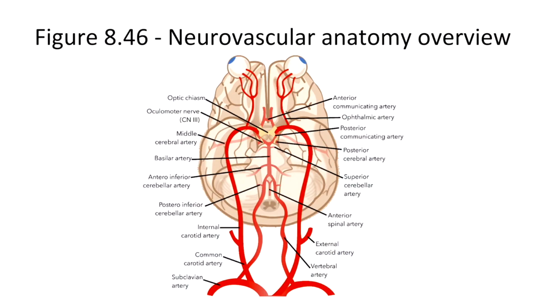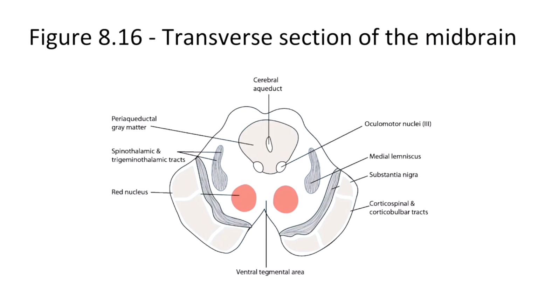From figure 8.46, we can see the basilar artery is right here. Notice how the basilar artery is in the midline of the brainstem and supplies blood to the medulla, pons, and the midbrain. This is figure 8.16, which is a transverse section of the midbrain. This is anterior, and this is posterior. From the last image, we know that the basilar artery is about right here. The branches of the basilar artery dive deep into the brainstem, so much of the anatomy is affected.